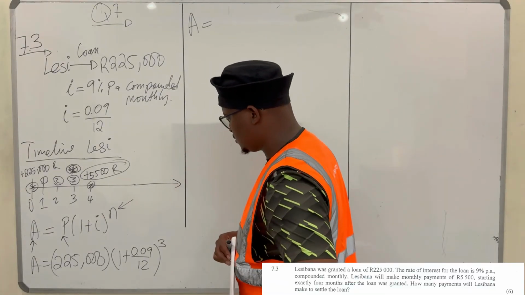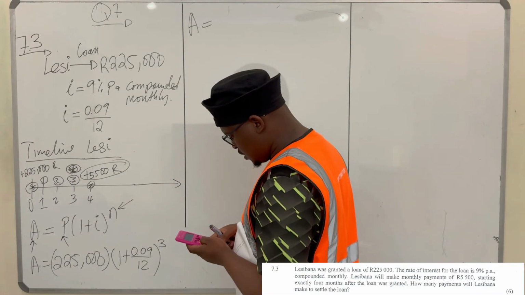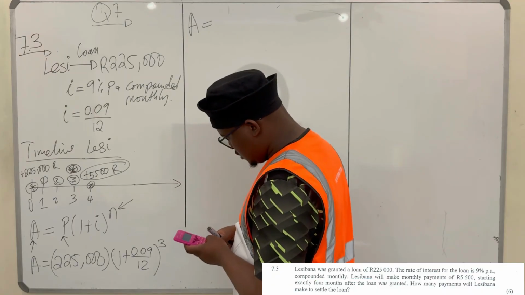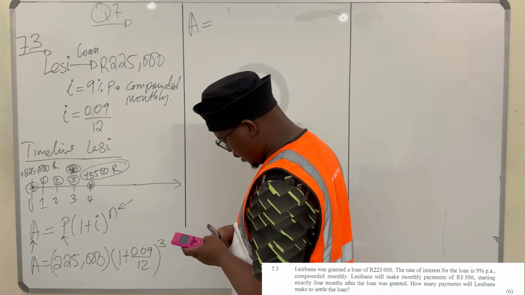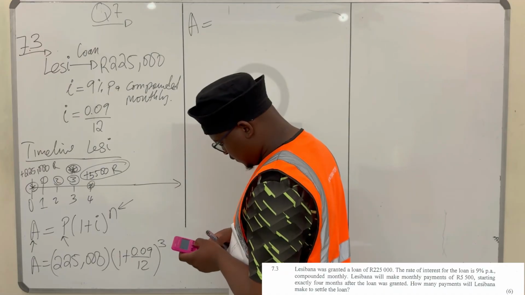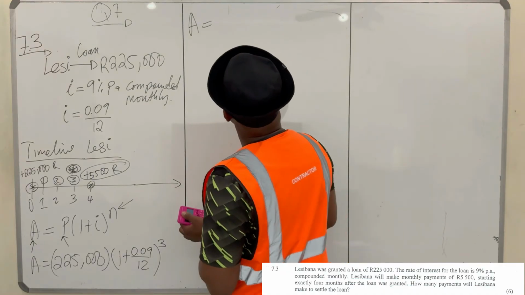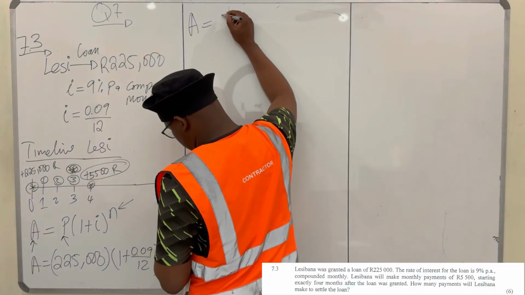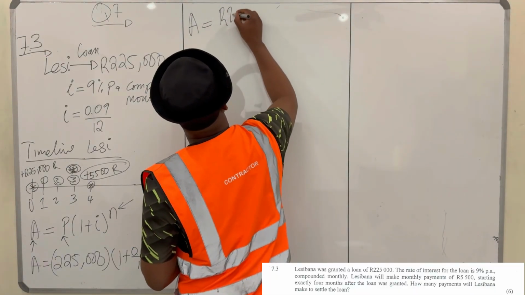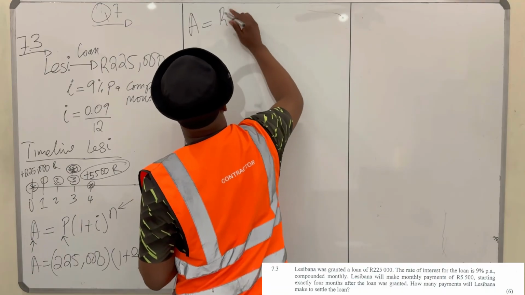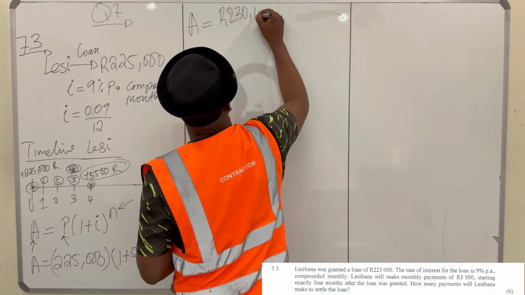Let's go and find it. So we say 225,000 into (1 plus 0.09 over 12) raised to 3. So we get that the balance is 230,000.